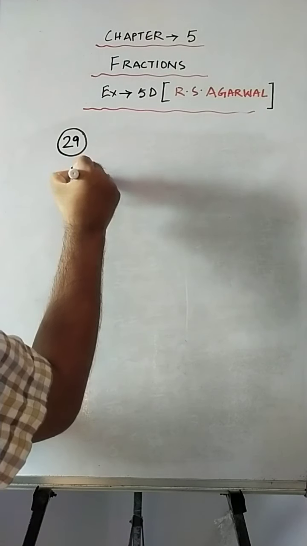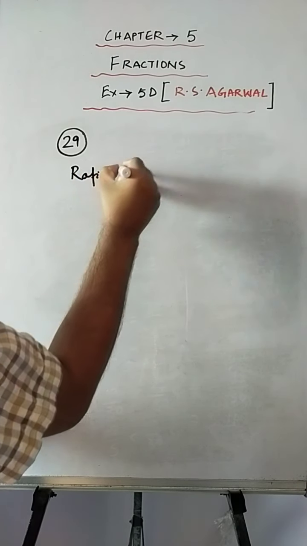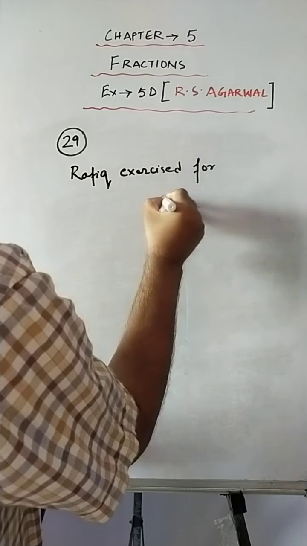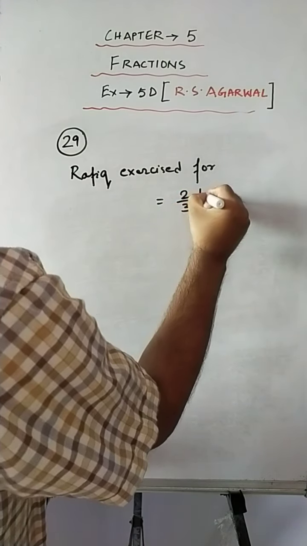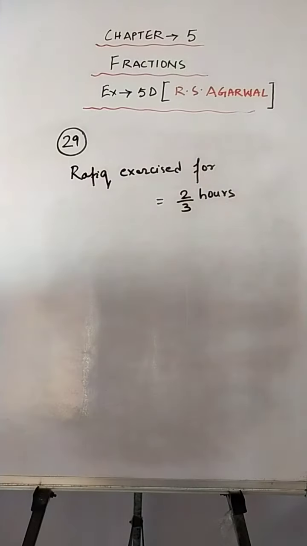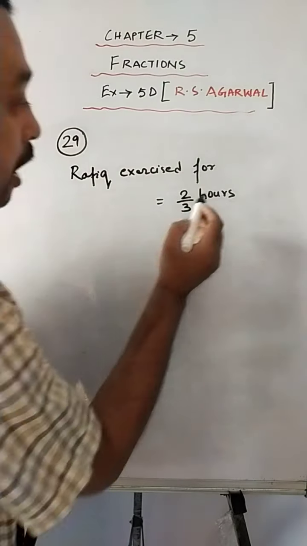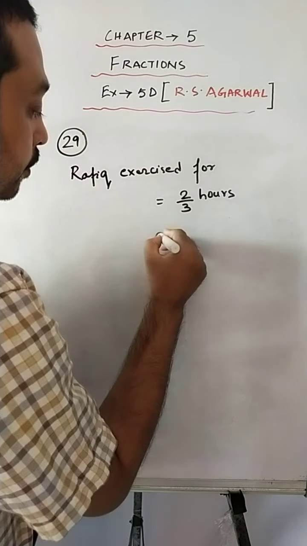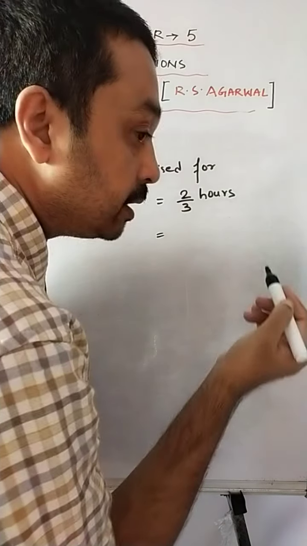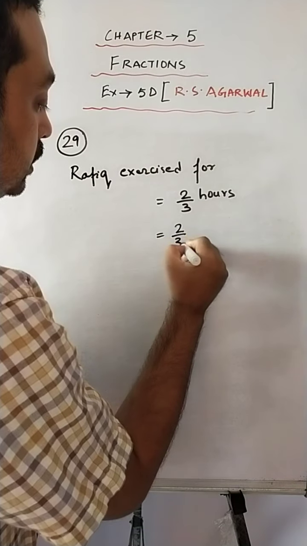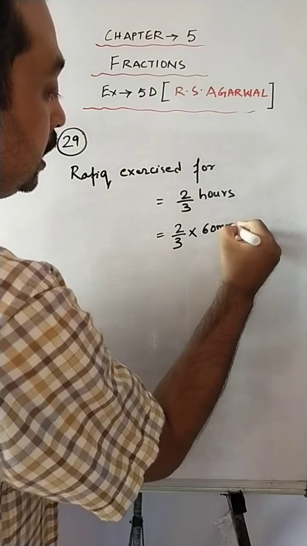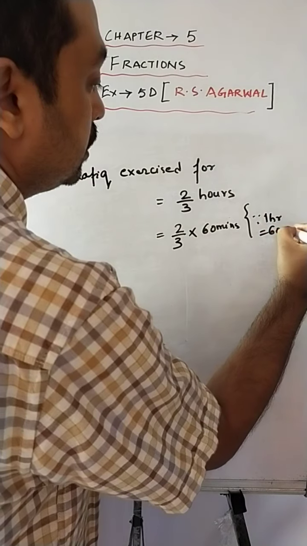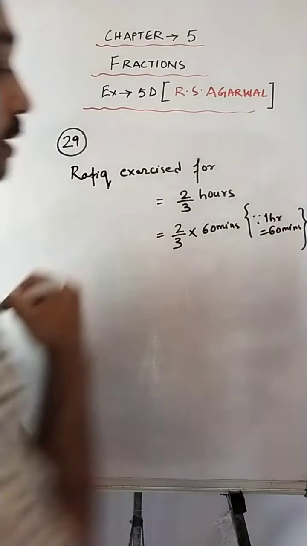So Rafiq exercised for 2 by 3 hours, students. Now we have to convert these hours into the minute form. So we know that 1 hour equals how many minutes? 60 minutes, absolutely. So 2 by 3 into 60 minutes. You will write the reason, since 1 hour is equal to 60 minutes. Fine.